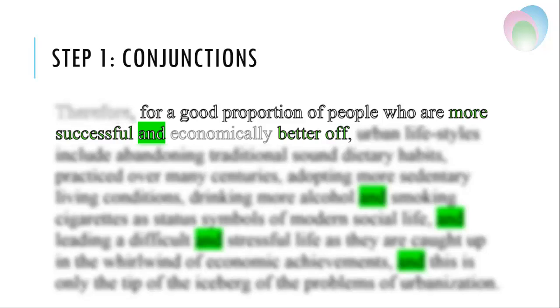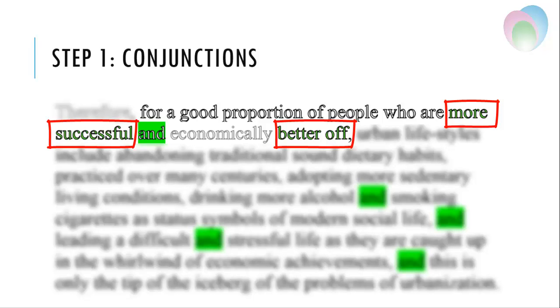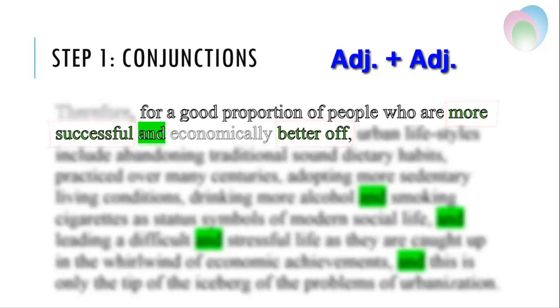The word that comes after the word and is economically, but this word is now invisible to us. So the word that comes after and is better off, which is an adjective. In fact, it is a comparative adjective. The word that comes before the word and is more successful. More successful is also a comparative adjective. Therefore, the coordinating conjunction and is connecting the two words more successful and better off. Therefore, according to our last video, it is a small conjunction.